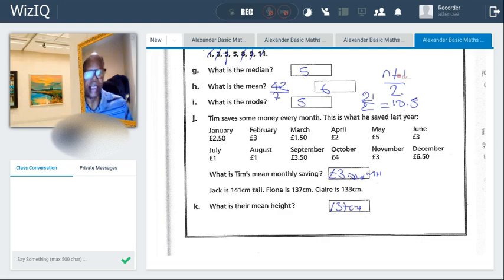The range is the highest, so the highest there is 9 after you've organized. The lowest is 1, so the range is going to be 9 minus 1, which is 8. So that is just the spread of data, how spread out your values are.